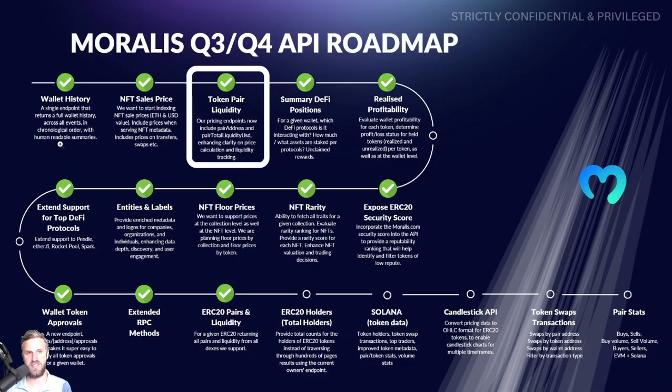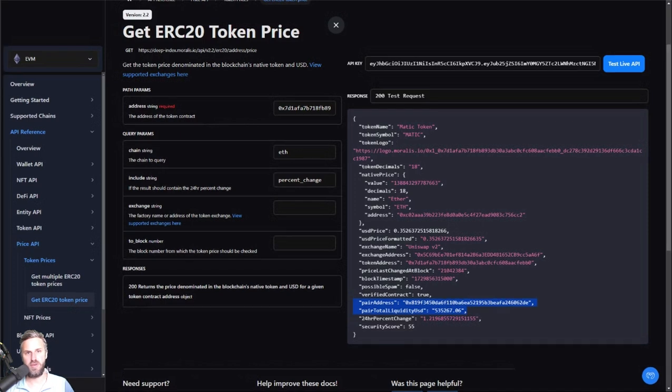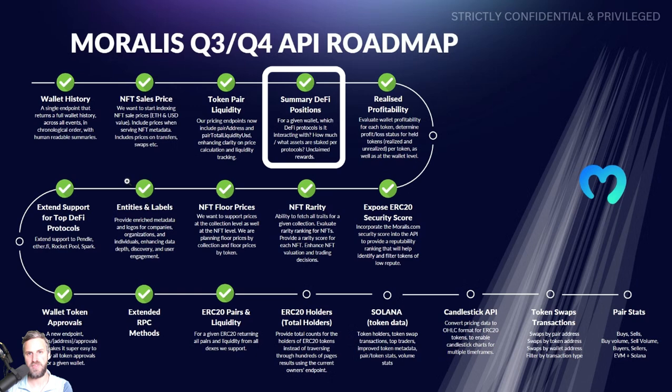Token pair liquidity next, and this one we added new pair and liquidity APIs for both Solana and EVM chains, so you can now track token pairings, monitor liquidity, and even access aggregated data across various DEXs. And it makes it easy to build DeFi dashboards, portfolio management systems, and analytics tools.